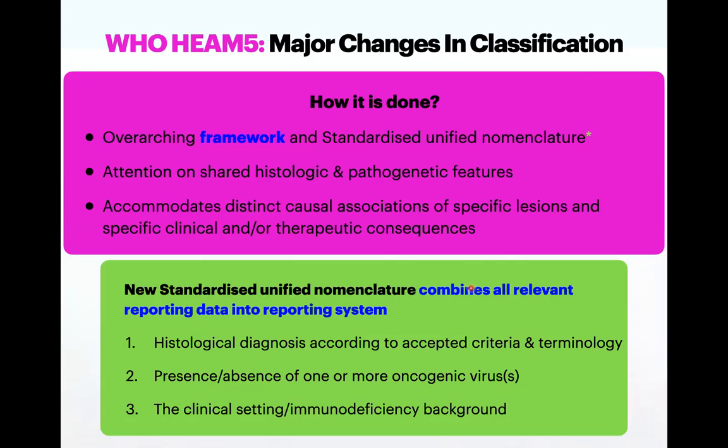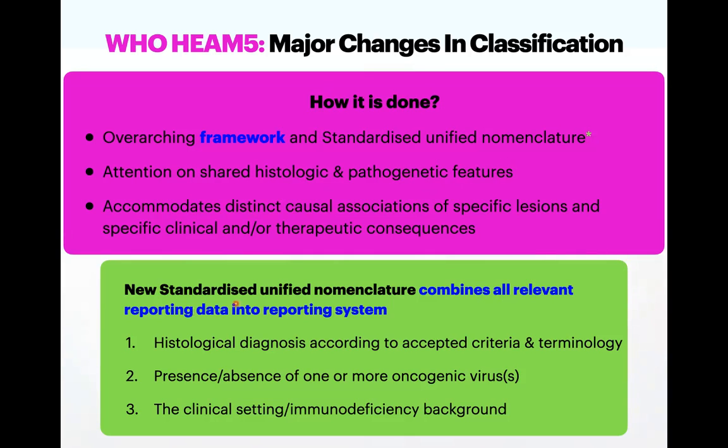And how is it done? They have given an overarching framework and standardized unified nomenclature. And attention is given to the shared histological and pathogenetic features in this nomenclature, and it accommodates distinct causal associations of specific lesions and specific clinical and therapeutic consequences. So a standardized nomenclature is given in which they include what the histology is, what the pathogenesis is, and what the causal association is. They have included all these things in the nomenclature of these entities.